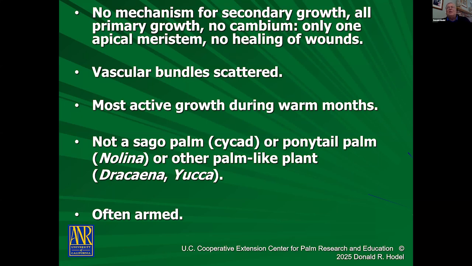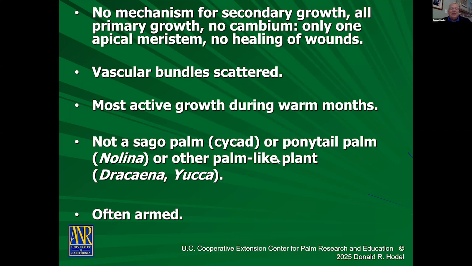There's no covering over of wounds because there's no ability for secondary growth. Vascular bundles, which contain xylem and phloem, are scattered across the palm trunk. A preponderance of them is near the perimeter of the trunk for maximum strength. And palms are most actively growing during the warmer months. And this is the best time to transplant them, actually, at the beginning of the warm months, because their roots are most active then. Botanically, palms are not sago palms, ponytail palms, or other palm-like plants.